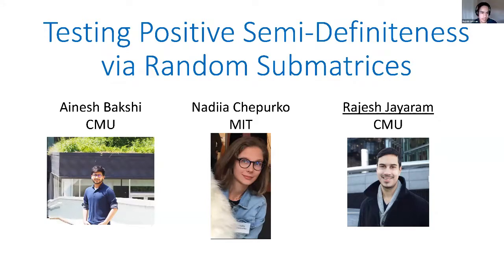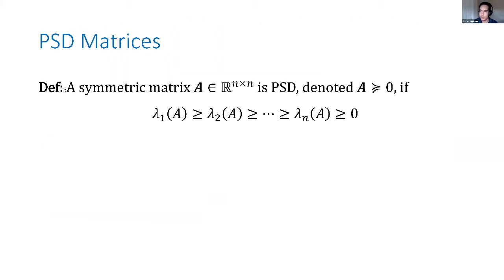This is actually joint work with Ainesh Bakshi, who's also from CMU, and Nadia Shea-Perko, who's at MIT. So I'll start this talk by telling you what a positive semi-definite matrix is, just as a reminder. We're going to be thinking about square matrices, n by n matrices, in this talk. And such a matrix is said to be PSD, positive semi-definite, if it's symmetric and if all of its eigenvalues are non-negative.